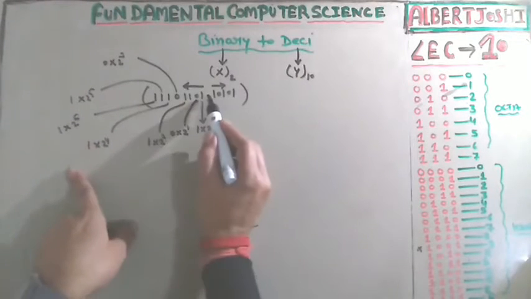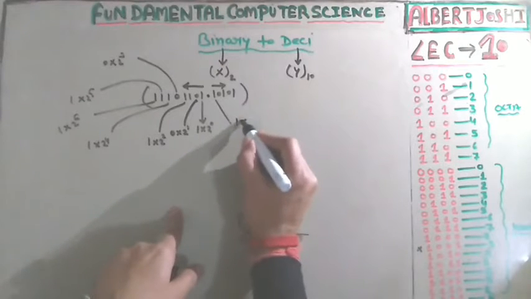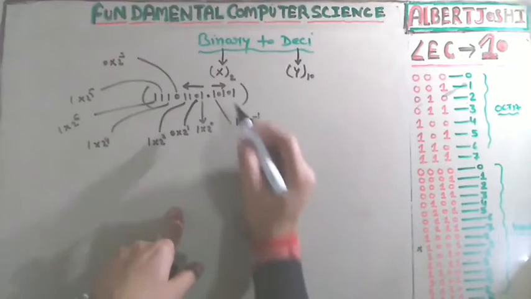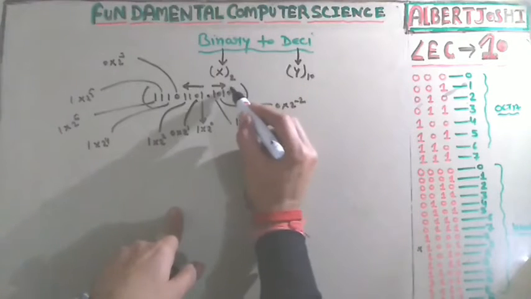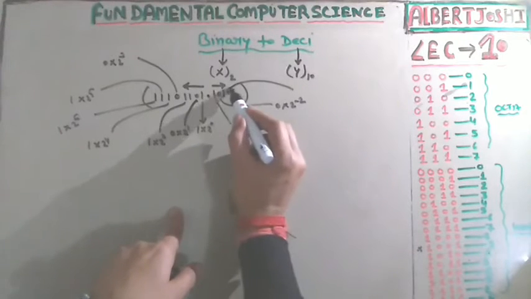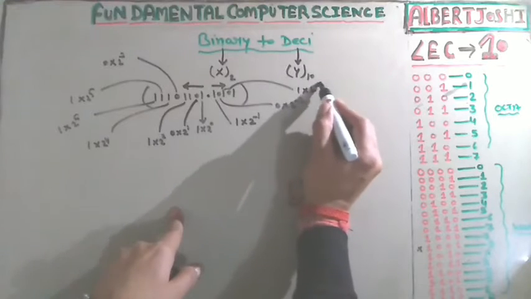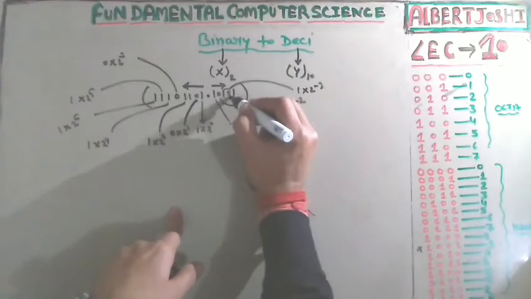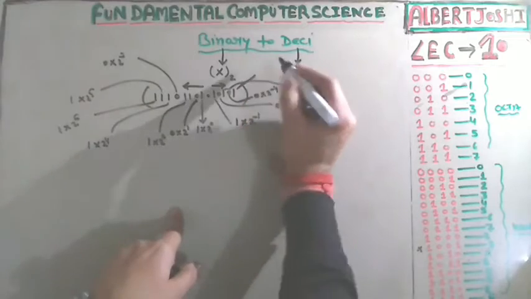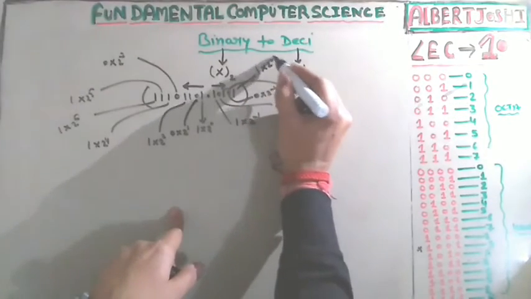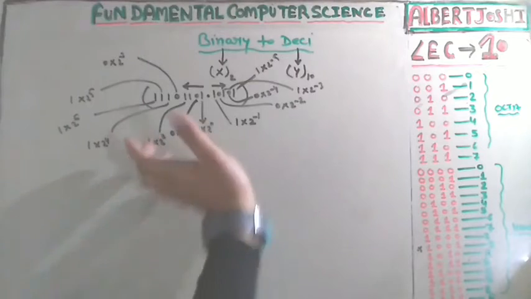Very simple. Now from the decimal point, going from here to here, your way is 1 into 2 to the power minus 1. After that, 0 into 2 to the power minus 2. Then 1 into 2 to the power minus 3. Then 0 into 2 to the power minus 4. Then 1 into 2 to the power minus 5. So this is the way to convert your binary to decimal.